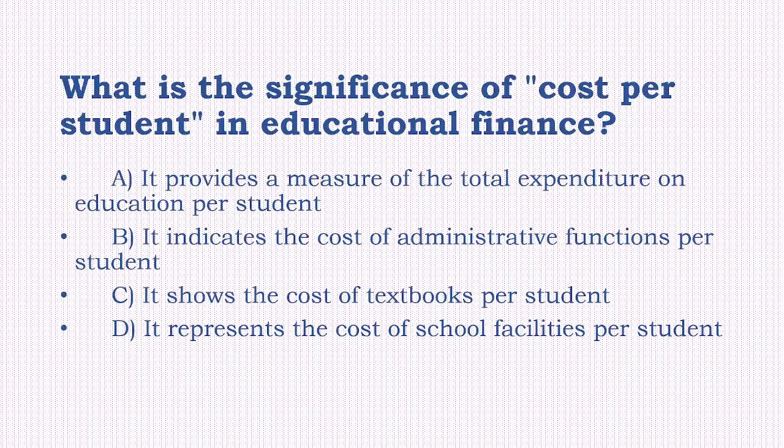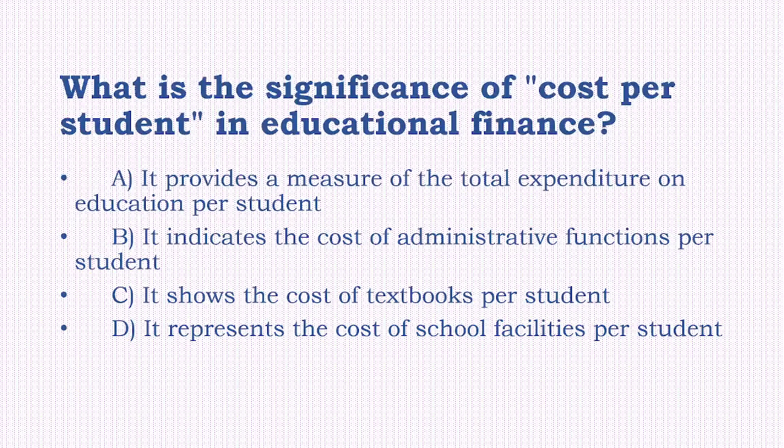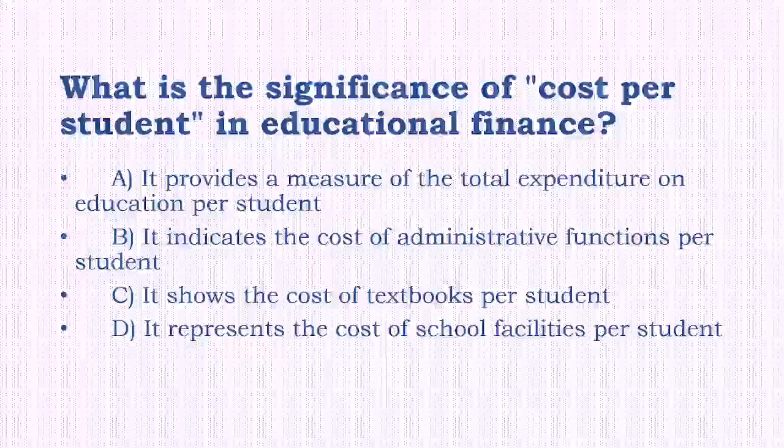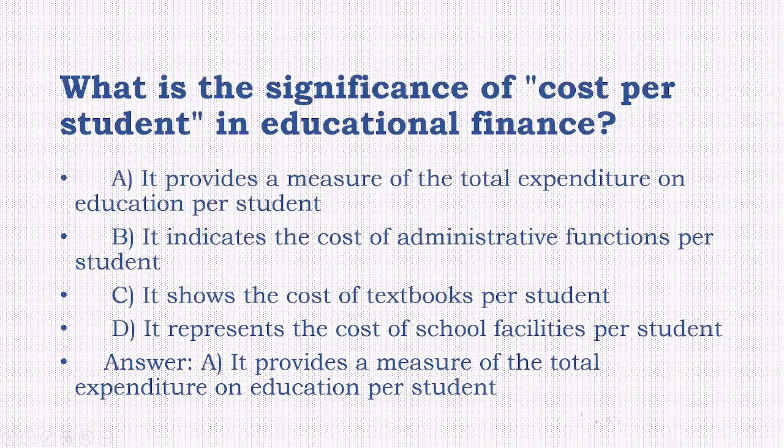Next, what is the significance of cost per student in educational finance? Options: it provides a measure of total expenditure on education per student. It indicates the cost of administrative function per student. It shows the cost of textbooks per student. It represents the cost of school facilities per student. Answer of this question is option A, that is it provides a measure of total expenditure on education per student.